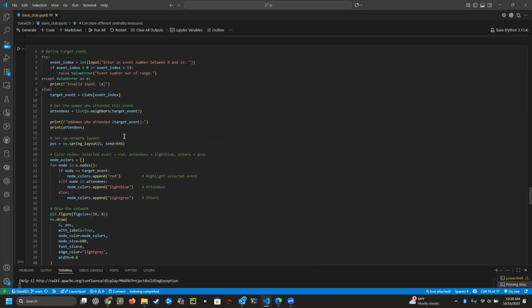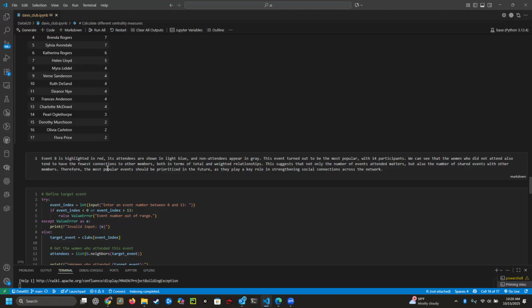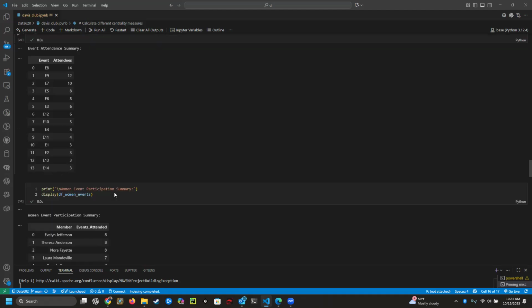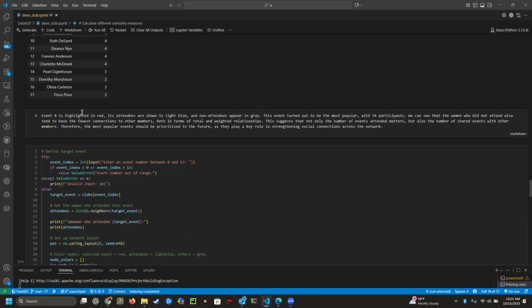And I did have something that I wanted to talk about. Events. So I remember we first looked at event 8. Its attendees are shown in light blue. So we can see that women who did not attend event 8 also tend to have the fewest connections to other members, and that was just from our observation and comparing that to the above cells for the total weight of each woman node. And so this suggests that not only the number of events attended matters, but which event also matters, right?